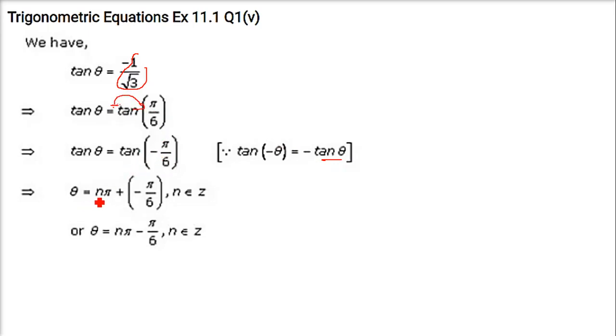So now theta will be equal to, because this is tan theta equal to tan alpha, theta will be n pi plus alpha. So you can just write it as theta equal to n pi minus pi by 6.